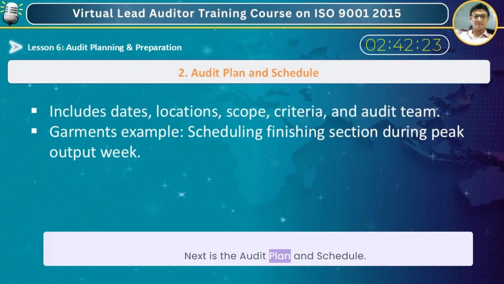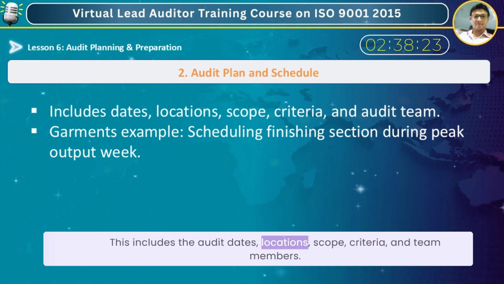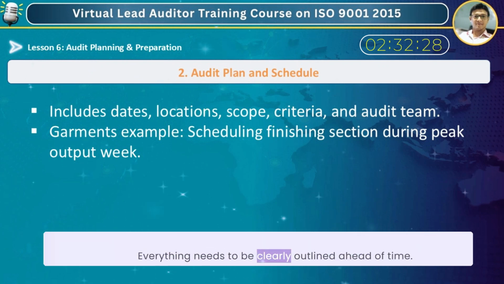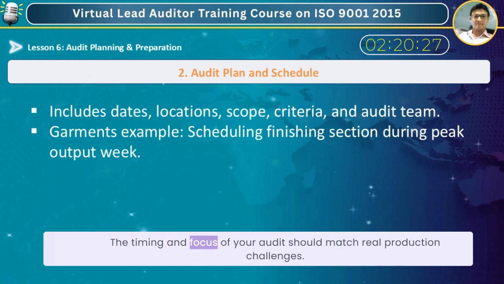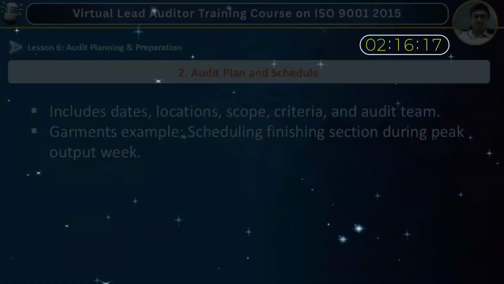Next is the audit plan and schedule. This includes the audit dates, locations, scope, criteria, and team members. Everything needs to be clearly outlined ahead of time. In a garment factory, you might schedule the finishing section audit during a high-output week to see how well they perform under pressure. The timing and focus of your audit should match real production challenges.